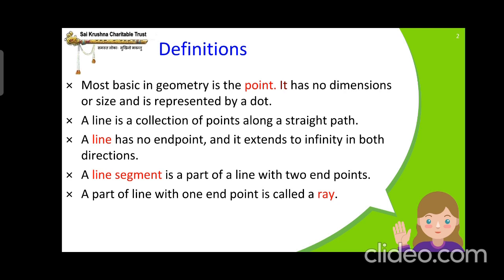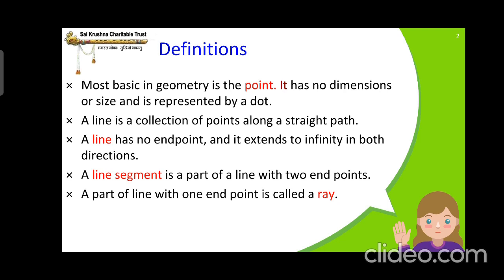Next, let's look at the definition of a line. So what do we mean by line? A line is a collection of points along a straight path. Which means when you write points along a straight path, it is a line. So a line is nothing but a collection of points. When more points are written closely, that forms a line. You cannot write 1 point here and 1 point somewhere else. It has to be in a straight path.